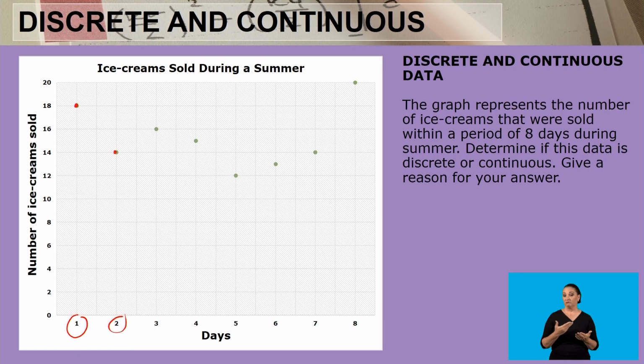Now, is it possible to have sold 14 and a half ice creams on a particular day? Absolutely not. We cannot have fractions when we are talking about the number of ice creams sold. So what does this mean? Is this discrete data or continuous data? Well, if you are thinking of discrete data, then you are absolutely correct, because this type of data can only be worked with whole numbers. Then we must say that this is discrete data. We cannot have fractions when we are working with the number of ice creams.